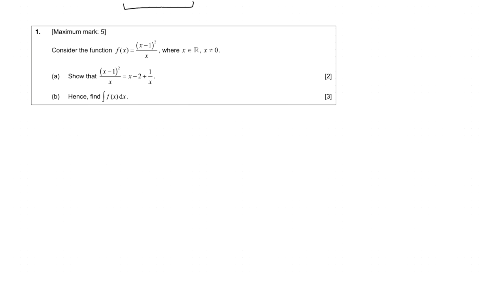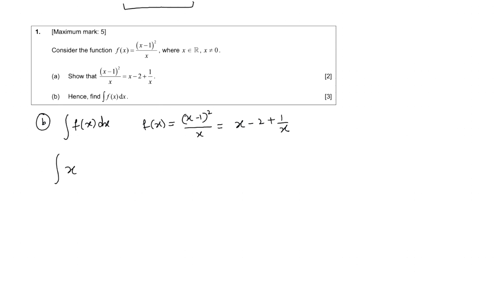Now, for the second part, or part B, we need to calculate the integration of f(x). What is f(x)? f(x) is nothing but (x - 1)² / x, and we know that this is equal to x - 2 + 1/x. Now we need to calculate the integration of this, x - 2 + 1/x, dx. We can open this as integration of x dx minus 2 dx plus integration of 1/x dx.